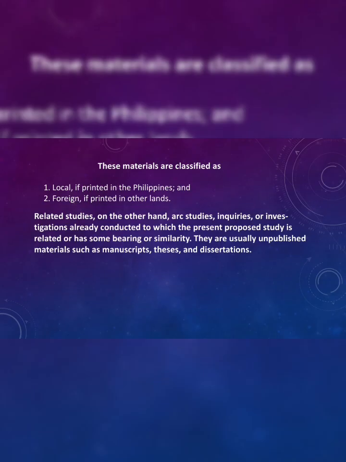These materials are classified as: 1. Local, if printed in the Philippines. 2. Foreign, if printed in other lands. Related studies, on the other hand, are studies, inquiries or investigations already conducted to which the present proposed study is related or has some bearing or similarity. They are usually unpublished materials such as manuscripts, theses, and dissertations.